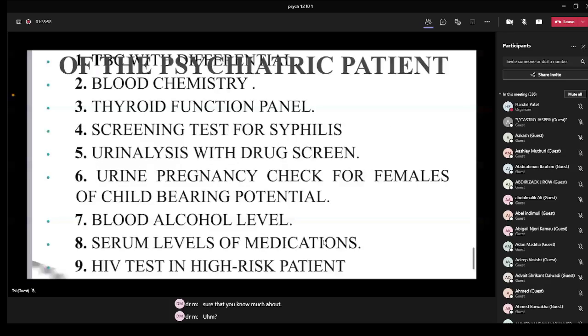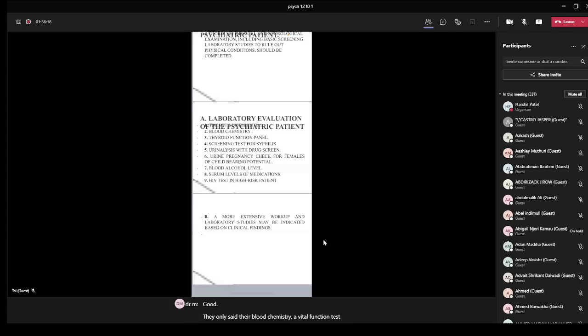So like I said, laboratory studies will be based quite a lot on the clinical findings. That's what determines whether you're going to perform biological investigations. Good, which are all listed there: blood chemistry, thyroid function test, and most others.